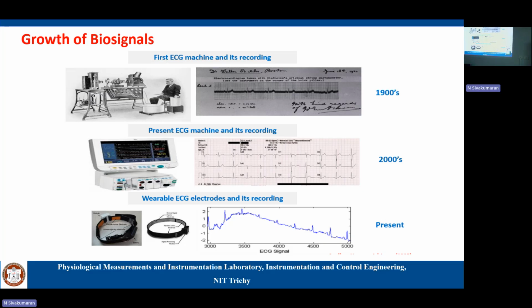Okay, if you see this, this is the first ECG machine, from the early 19th century. You see, it occupies one full room. You can see the patient has kept his hand in one saline solution, and one leg in another solution, right? So this is the scenario of the early 19th century, where the technology was developing.